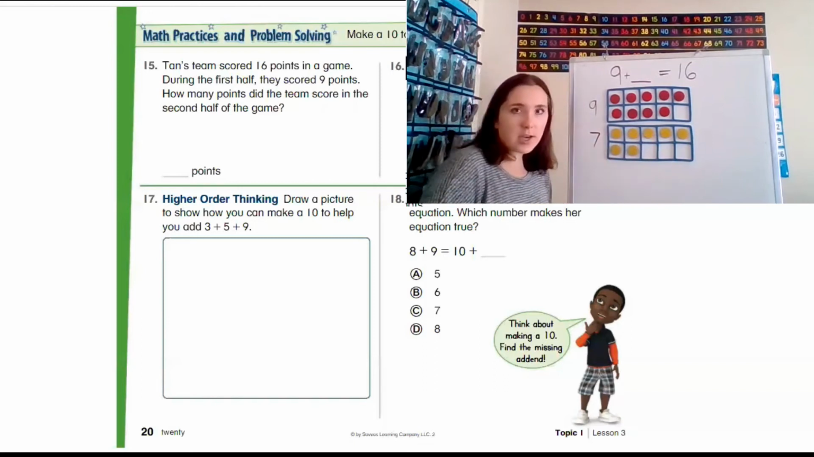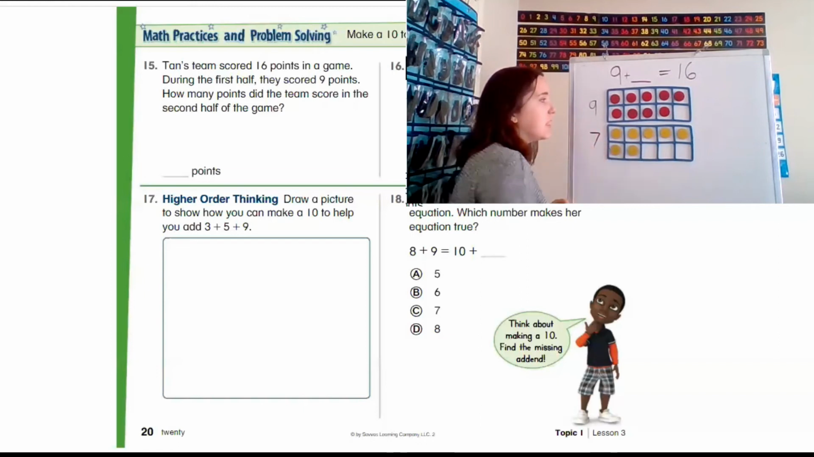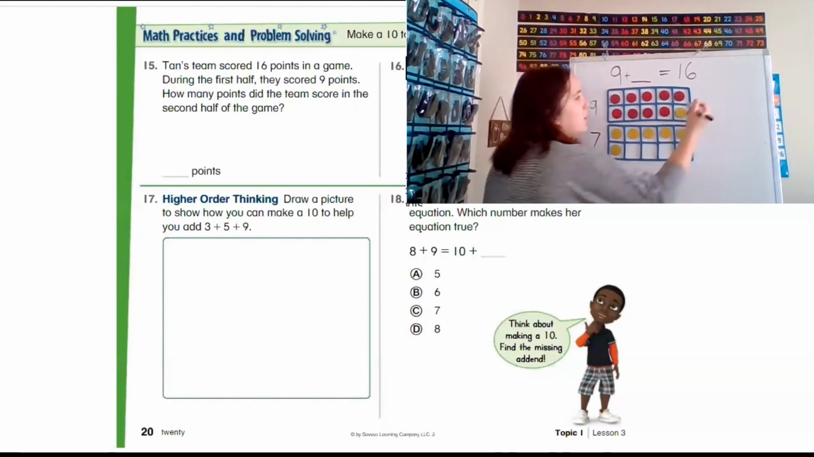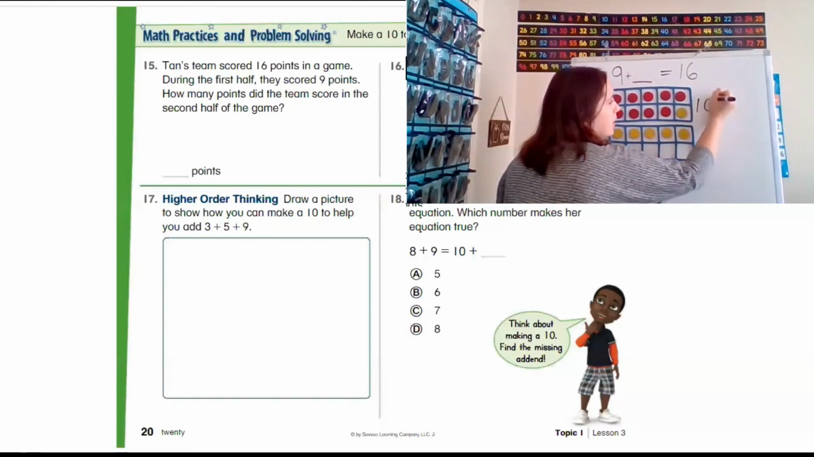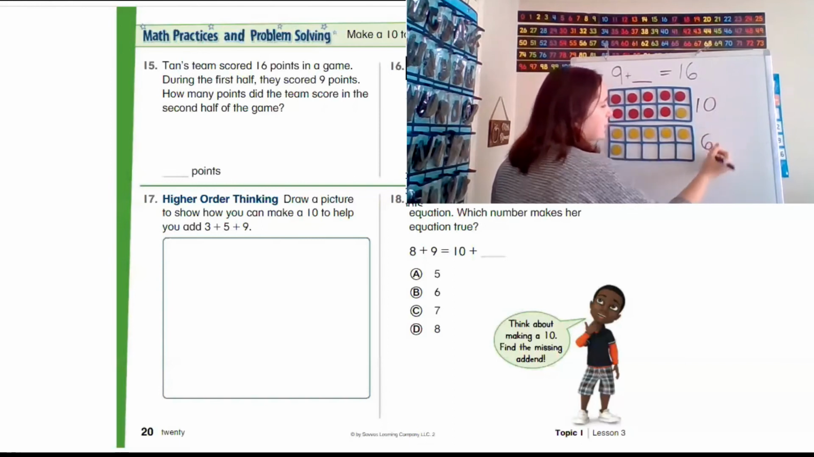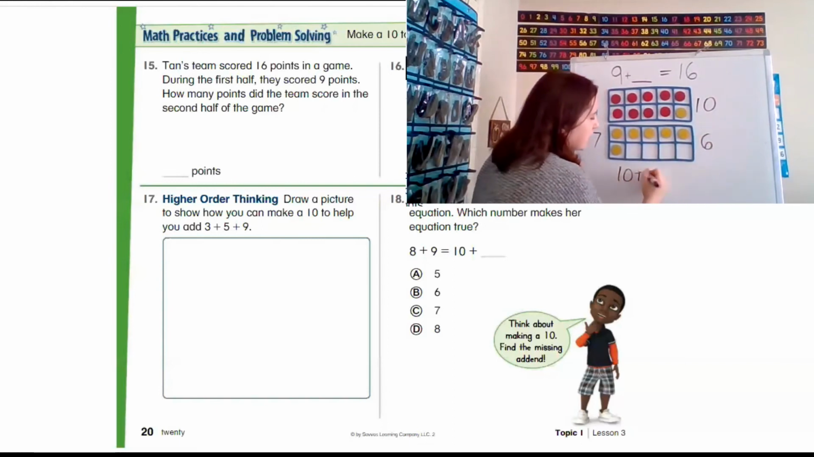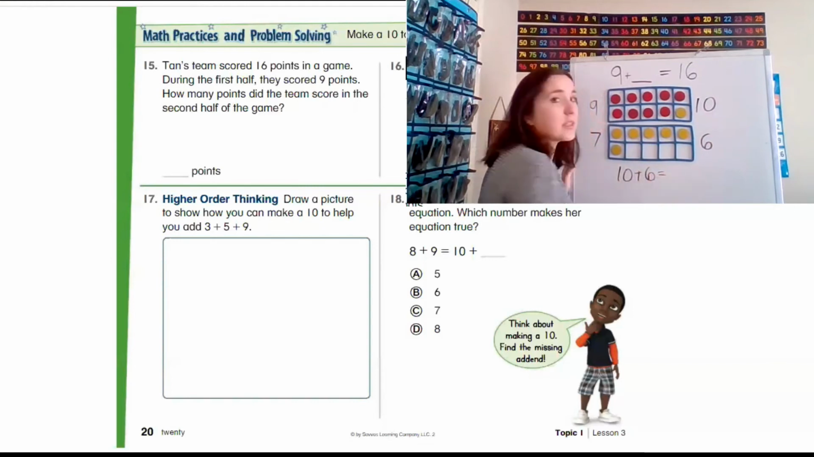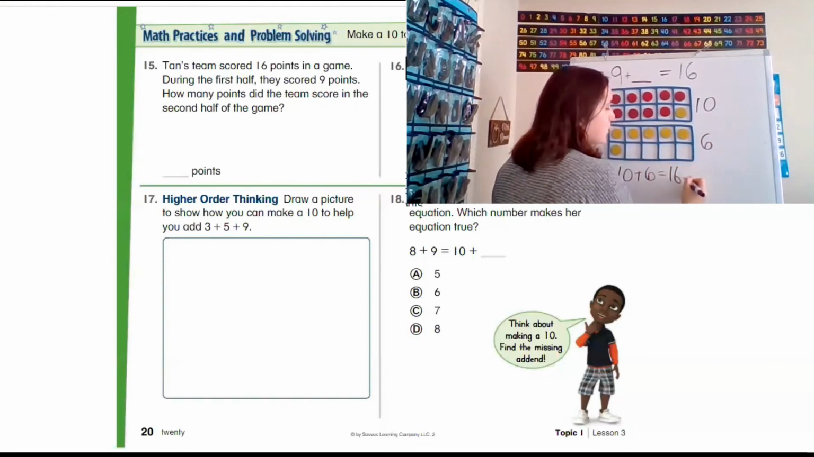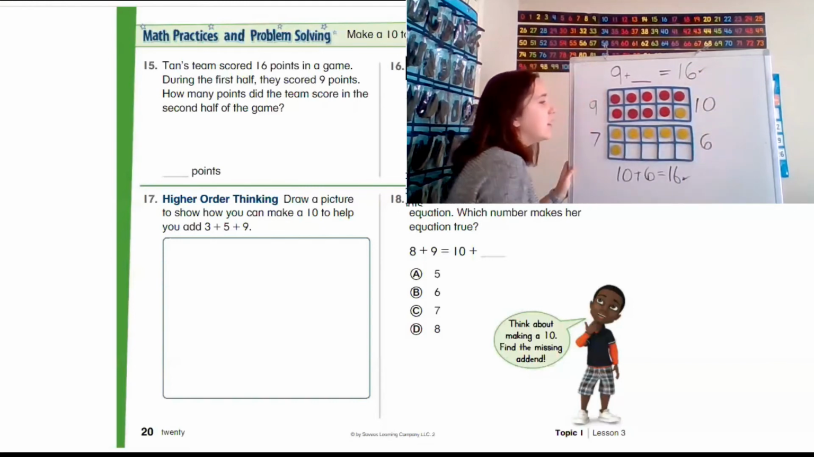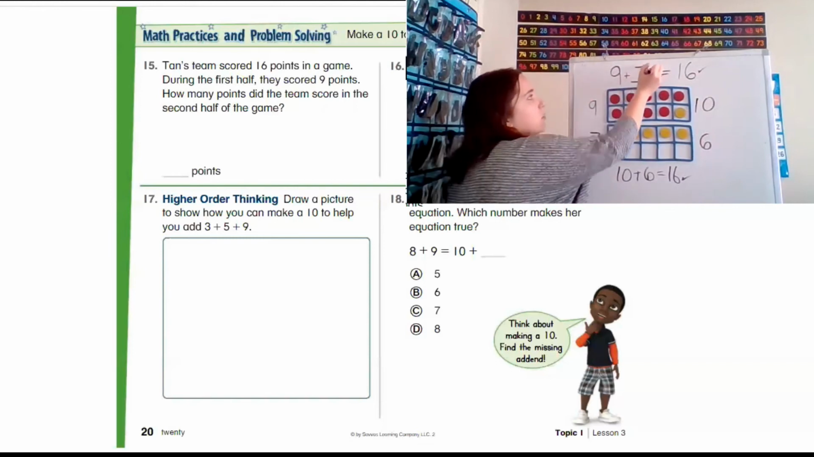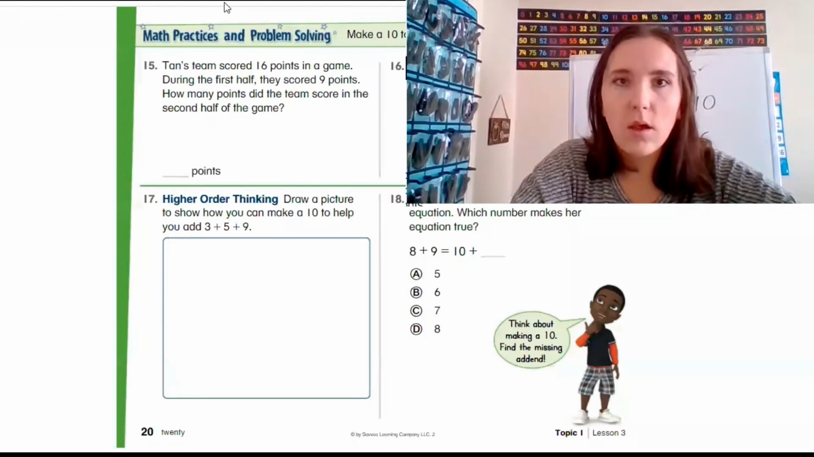Now, let's check our math and make sure we got 16. Let's fill in this top 10 frame. So I need to move 1. So let's make sure we get the right answer. So I now have 10 and 6. So 10 plus 6 equals 16. Perfect. So we got the right number of points. So they scored 7 points in the second half. Let's write our answer, 7 points.